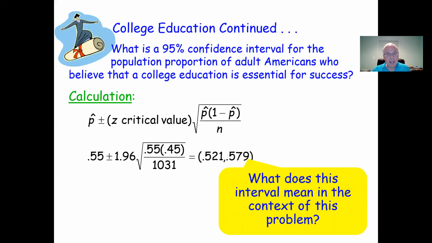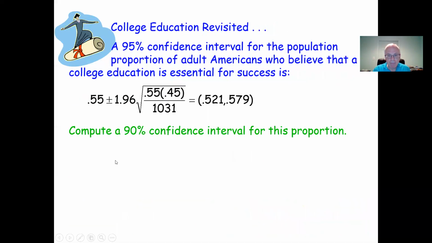That's your area to the left. And then your mean is 0, standard deviation of 1, because we're calculating the z. And we would get 1.96 for the critical value. All right, so when you plug in all these numbers, you end up with this confidence interval. 0.521 is 0.55 minus the margin of error. 0.579 is 0.55 plus the margin of error. We did that last time.